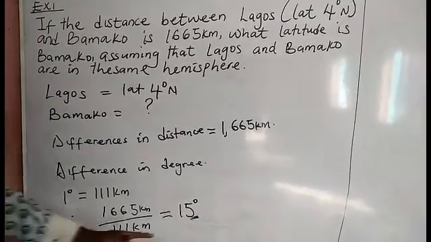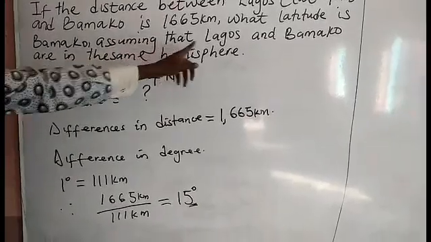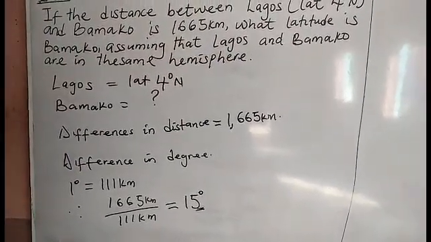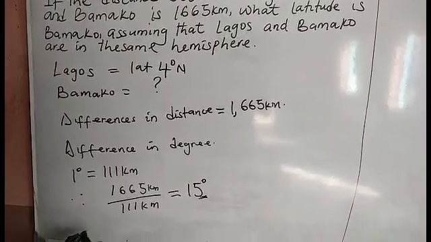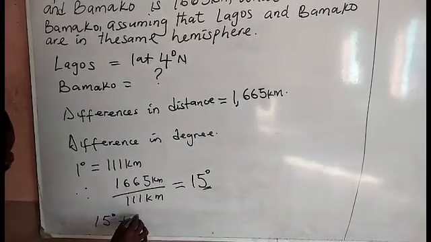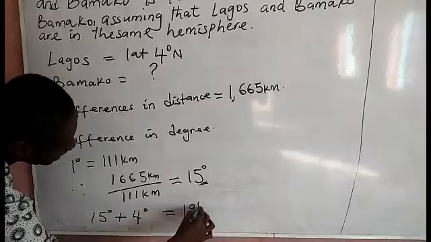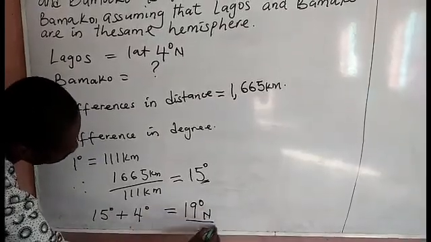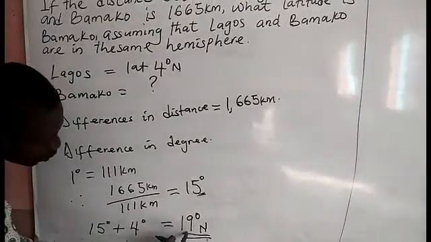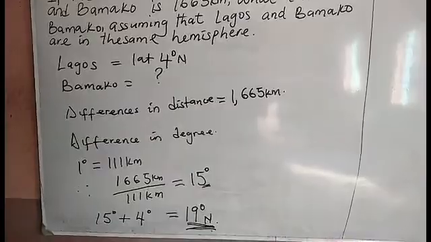This is our final answer, but we are not done because the question says assuming that Lagos and Bamako are in the same hemisphere. If Lagos and Bamako are in the same hemisphere, our 15 degrees plus 4 degrees will give us 19 degrees north. 4 degrees north, the same hemisphere, gives us 19 degrees north. This is our final answer.